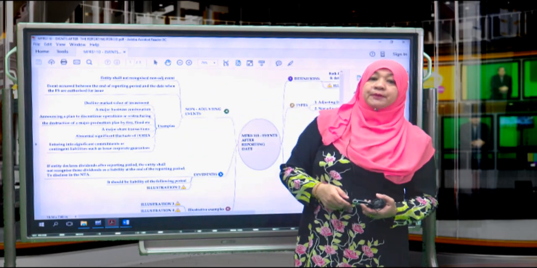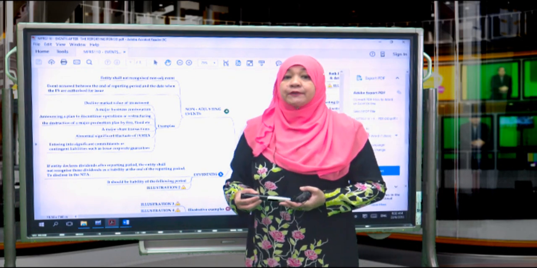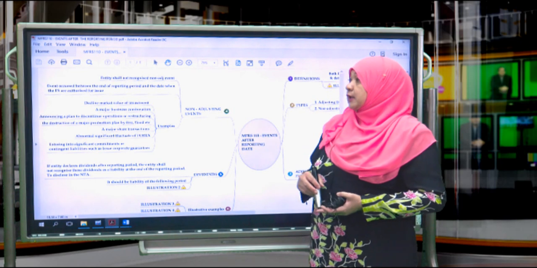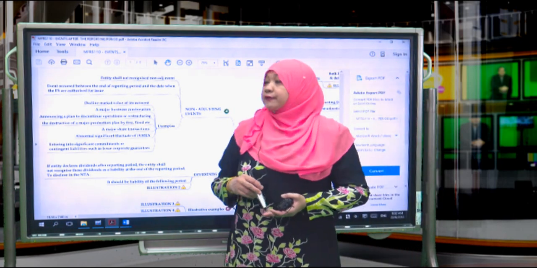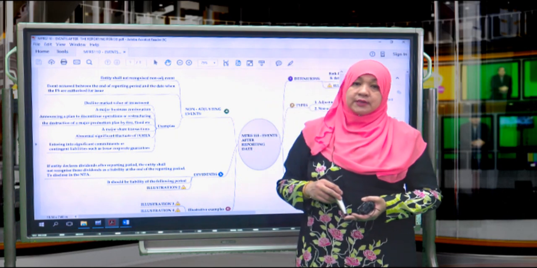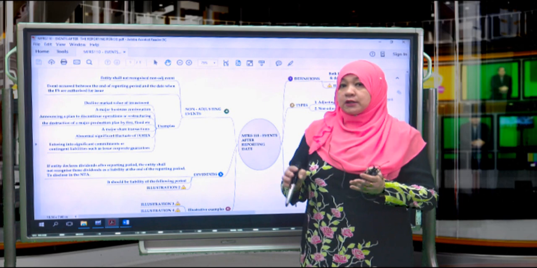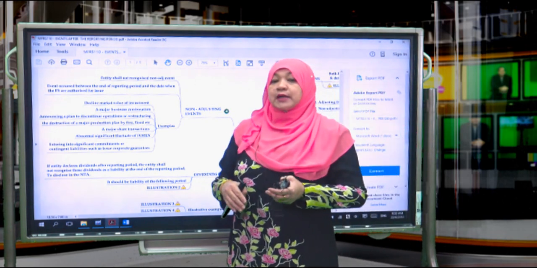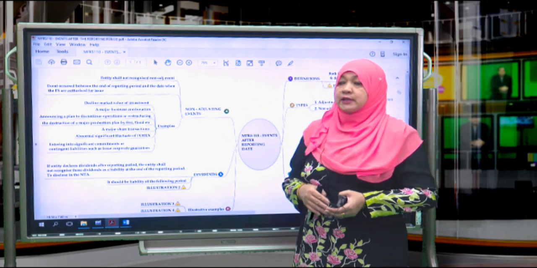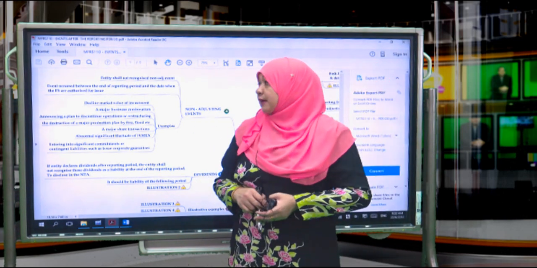So let's say, for example, a company prepares its financial year end at 31st December 2015 and the financial statements are authorized for issue by the directors on 31st March 2016. That means the events that occur between 1st January 2016 and 31st March 2016 can be non-adjusting events.